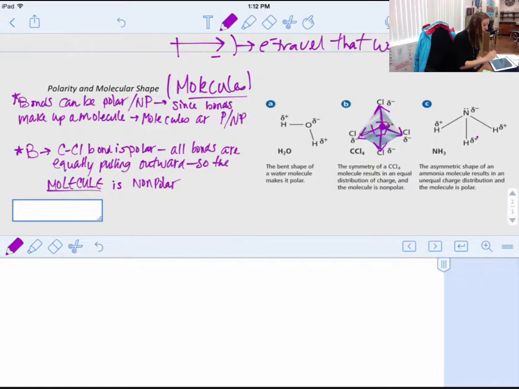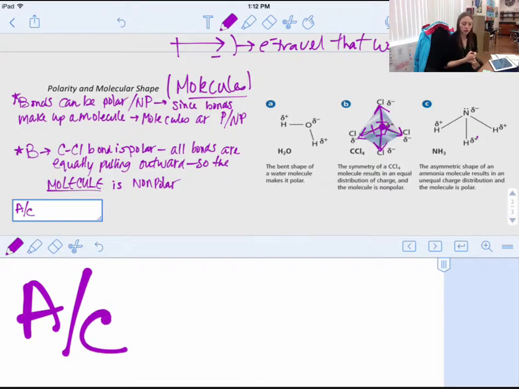Now what if they don't all cancel out equally, which actually happens more often than not? We're dealing with ones like A and C. When we deal with A and C, something's not going to cancel quite right and we're going to end up being polar. If we read the little captions for A and C, the last sentence talks about how the molecule is polar. So I'm going to look at what makes those ones polar.